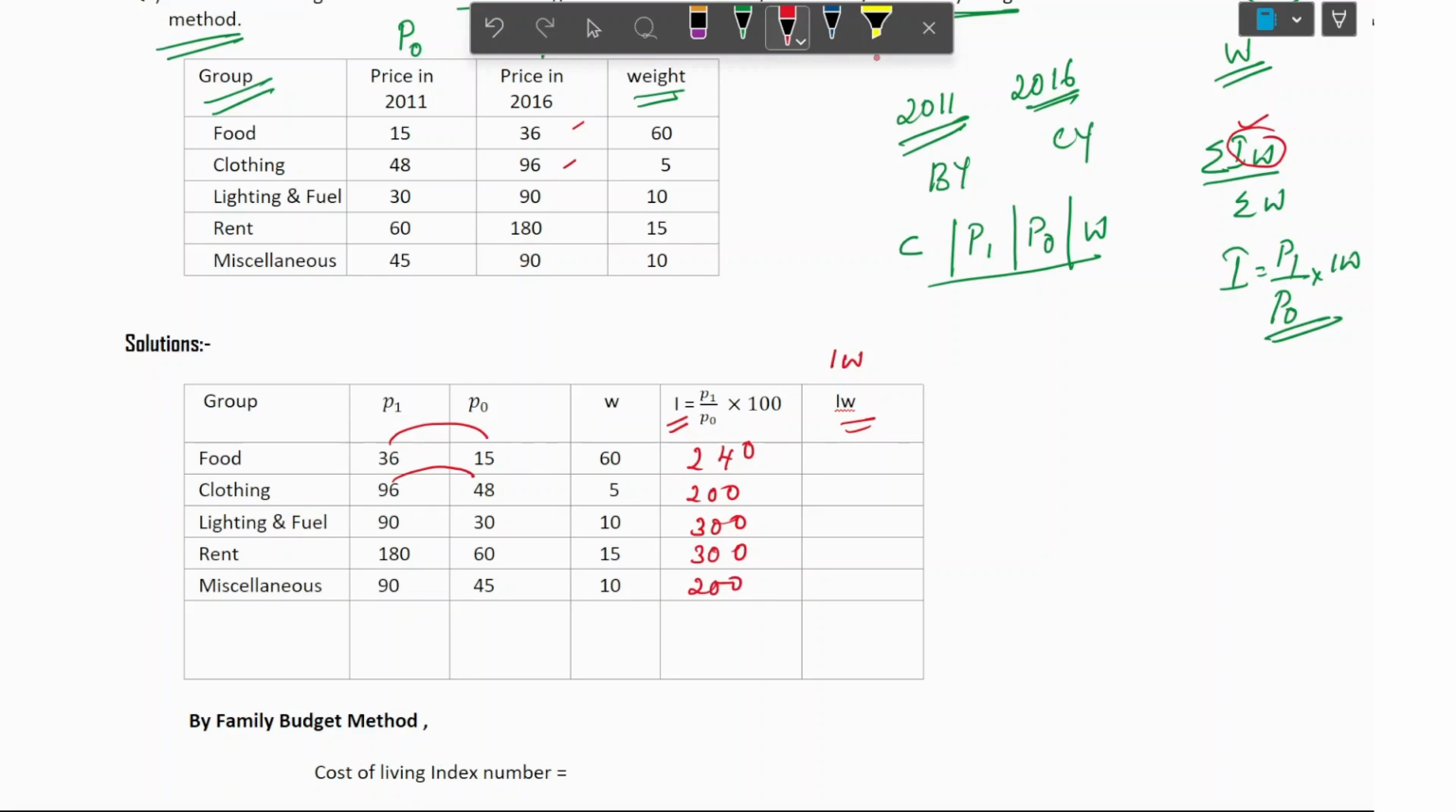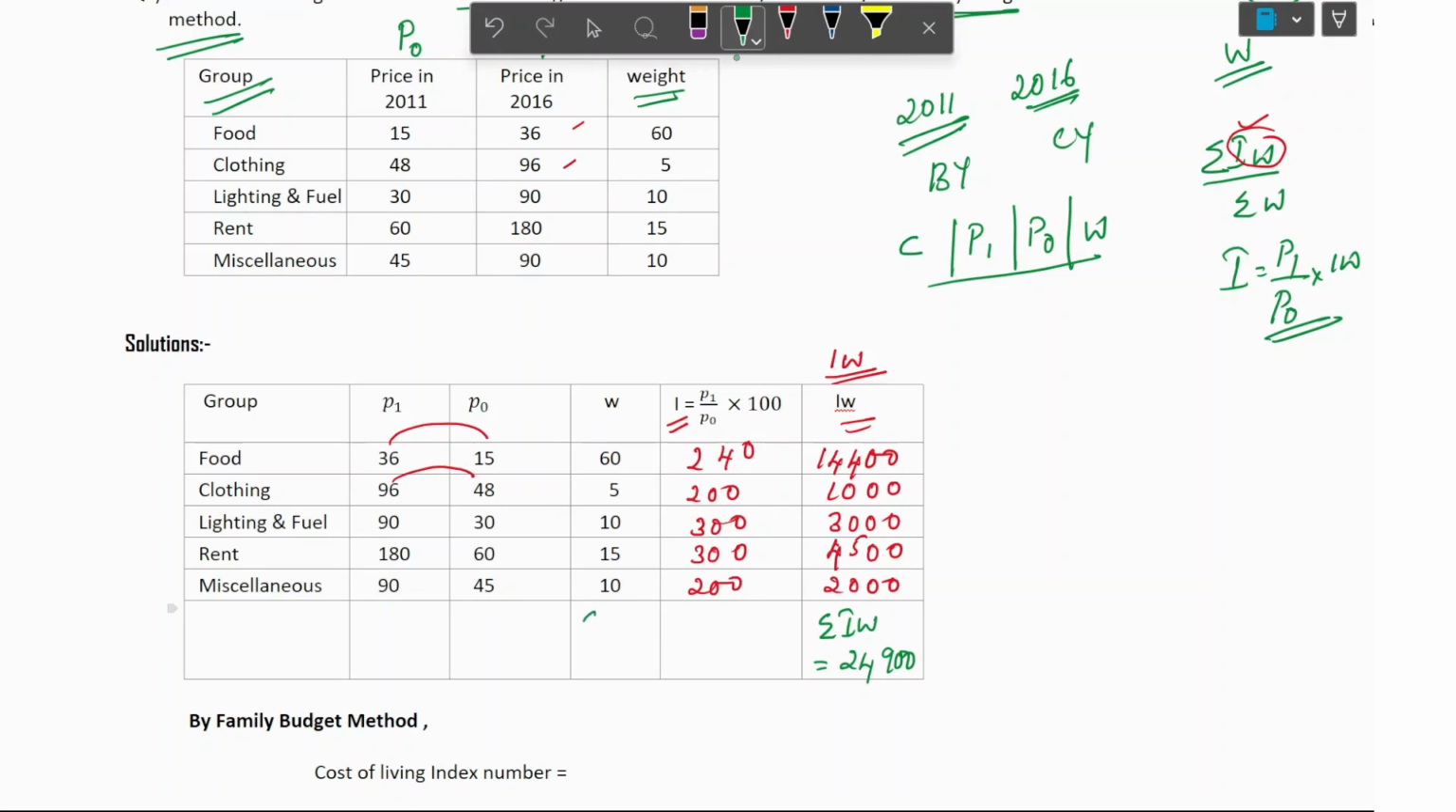After completing the column I, you are going to multiply I and W, that is 14400. Next, 1000, 2 into 200, sorry, 5 into 200. Next, 3 into 10, that is 3000. Again, next it is 300 into 15, that is 4500, 4500 and 2000. Now what you are going to do, you need to find the sum of IW, correct? Because we need to substitute in the formula IW. Therefore, add the last column and you are going to get 24,900.